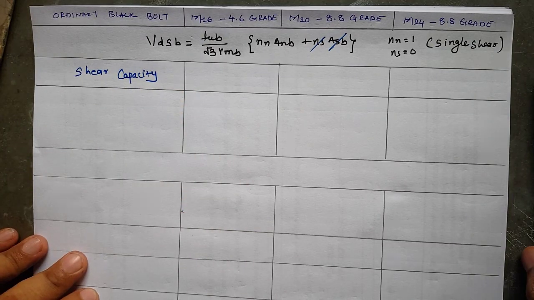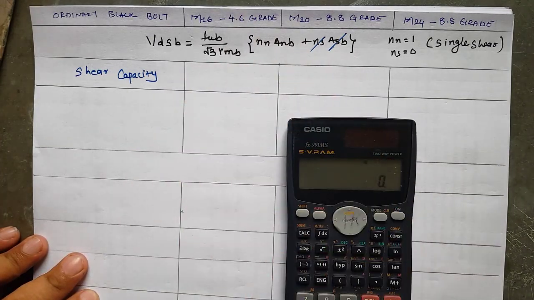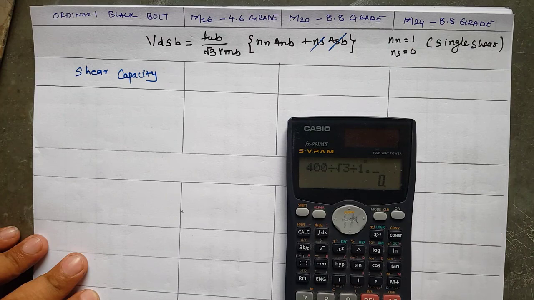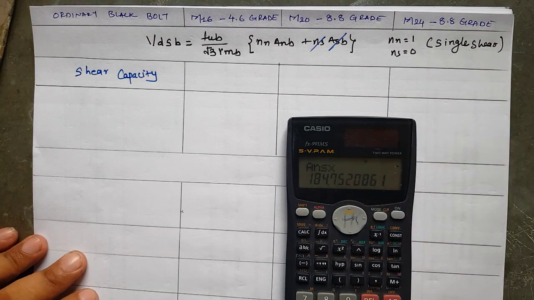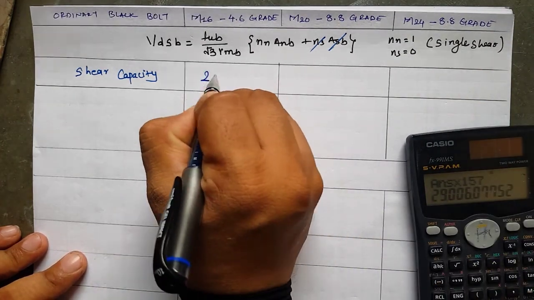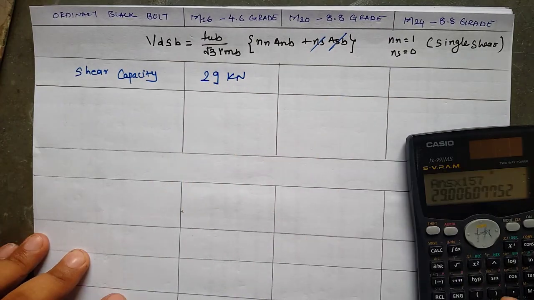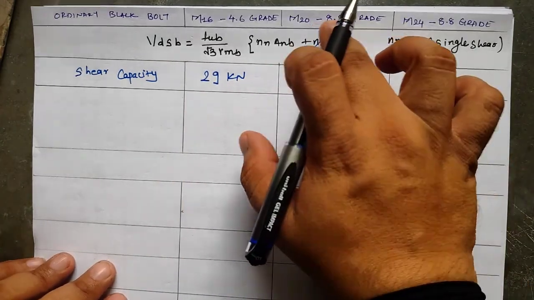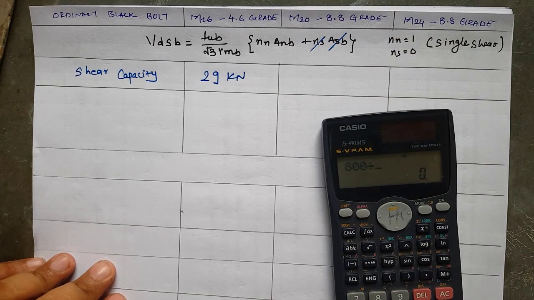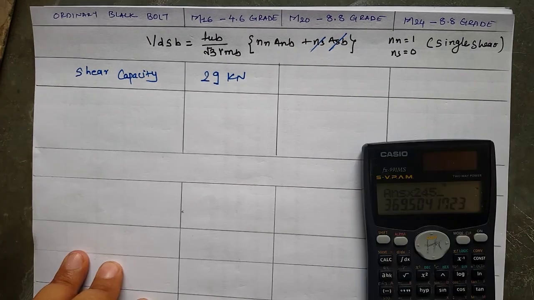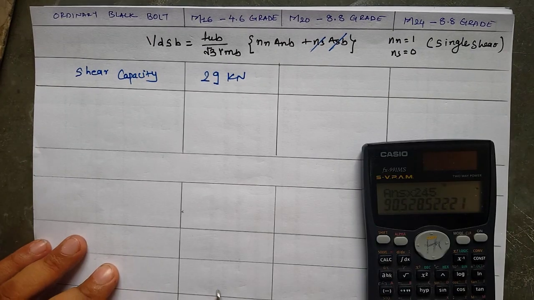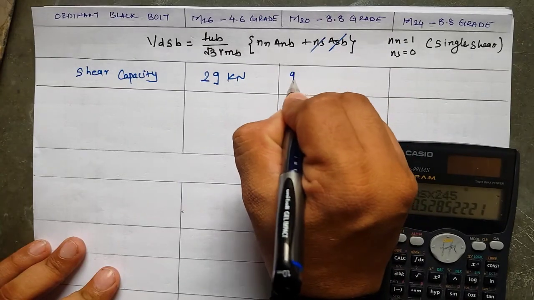Shear capacity. First, M16 4.6 grade, so 400 divided by root 3 by gamma mb 1.25 into Anb, and Anb we calculated earlier is 157 mm², so our value is 29 kilonewton. Similarly, next for M20 8.8, FUB is 800 divided by root 3 gamma mb into our area 245, so the value is 90.53.